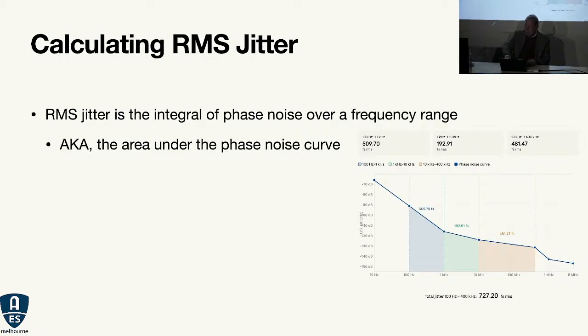So here are the three parts that are added to it. We get 700 and something femtoseconds, right? Yeah, 727 femtoseconds of jitter from this oscillator. So it's pretty good.